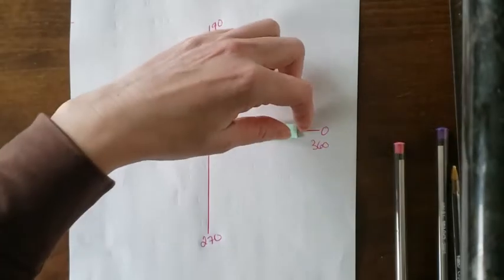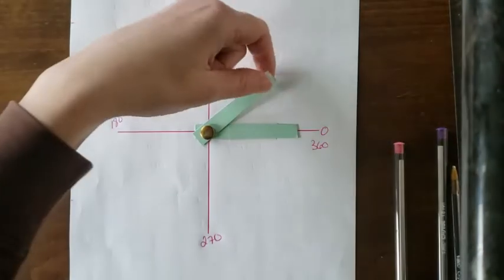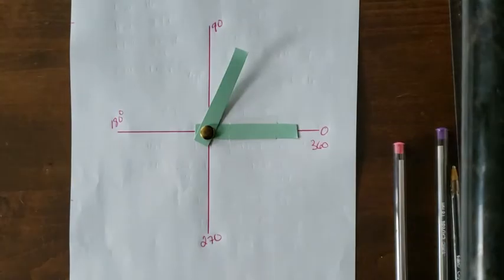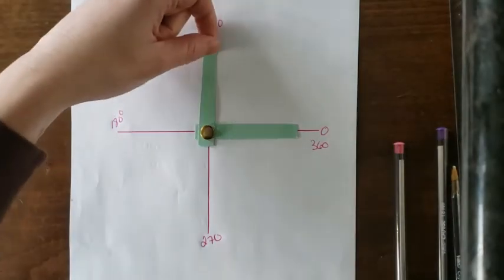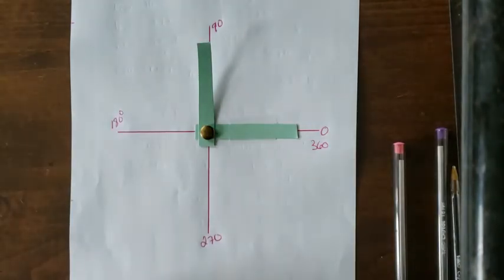Anything between 0 and 90, between those two, is called acute. So that would be an example of acute. This is also an example of something that's acute. If we stop at exactly 90 degrees, it's called a right angle.